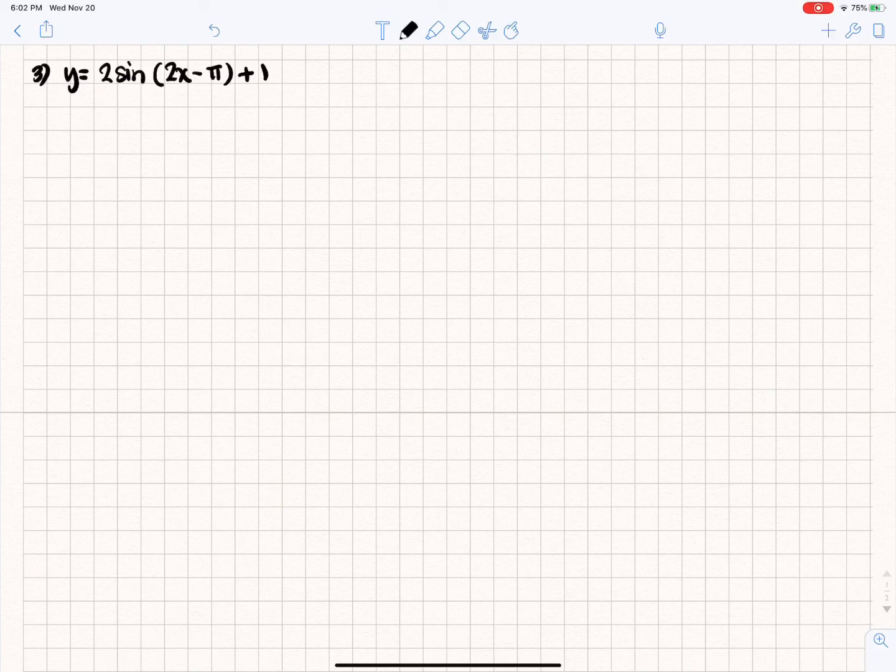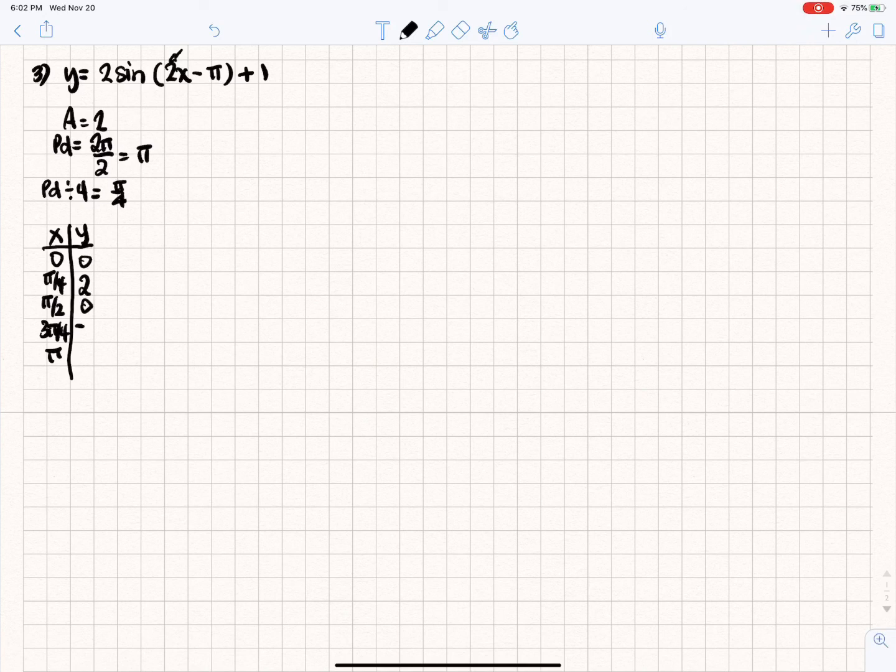Number 3, y equals 2 sine times the quantity 2x minus pi plus 1. Okay, let's go ahead and find all the necessary information. A here is 2, period is 2 pi over b. This is b, which is pi. Divide the period by 4, so pi over 4. If you were to make your table, counting by pi over 4, we always start at 0, 1 pi over 4, 2 pi over 4, 3 pi over 4, 4 pi over 4. This is sine, so sine starts at 0, 2, 0, negative 2, 0.